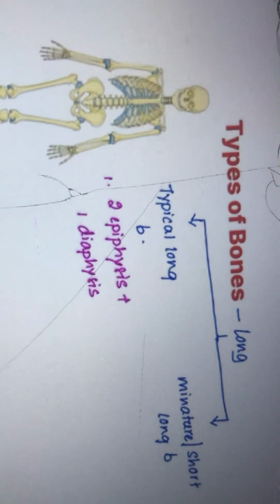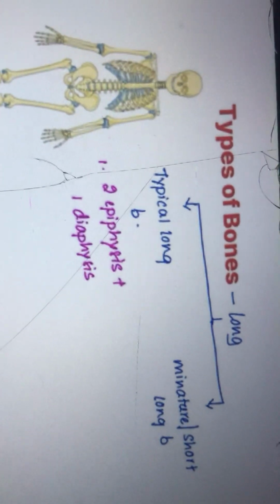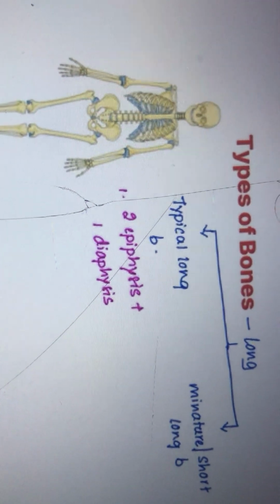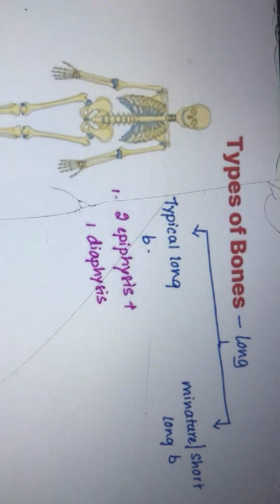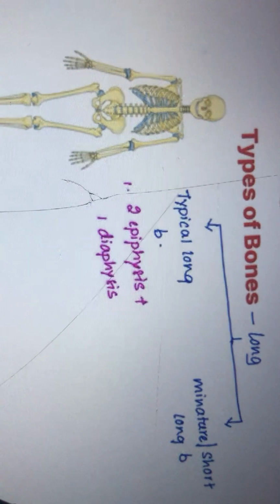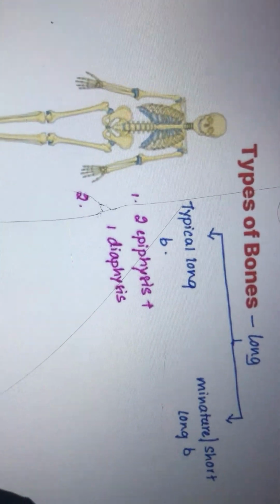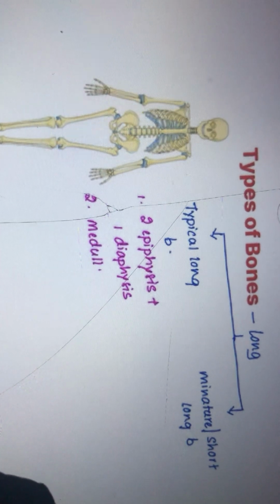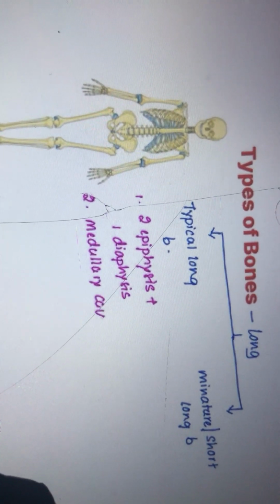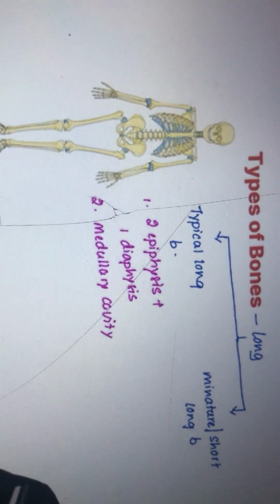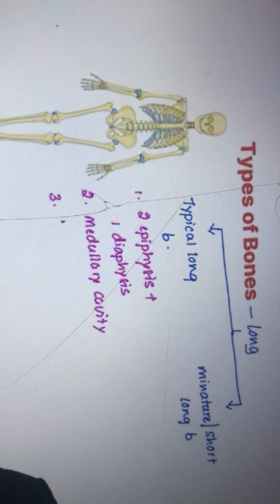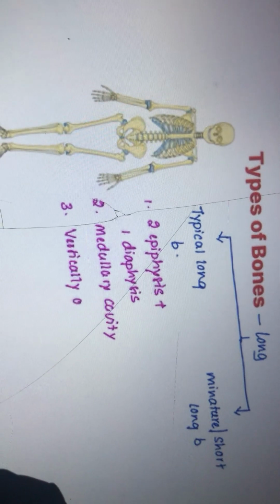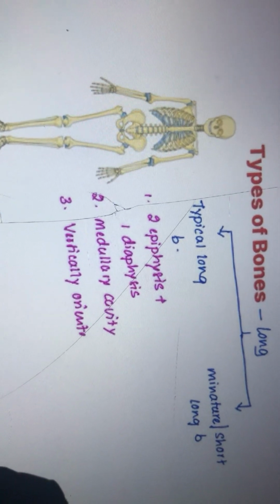This has been asked as an MCQ in previous years, right? What is a typical long bone, or what are the parts of a typical long bone? Remember, it has two epiphyses and one diaphysis, right? Then these typical long bones will have a medullary cavity. They have a medullary cavity, right? Most of these bones are present vertically. These are vertically oriented in the body.